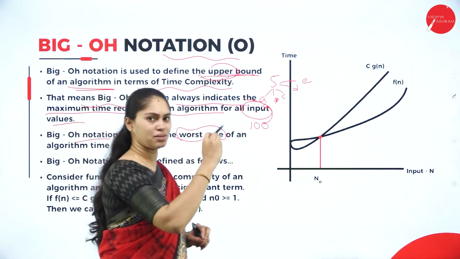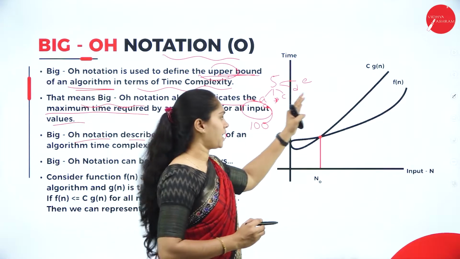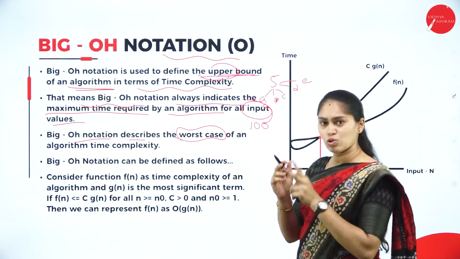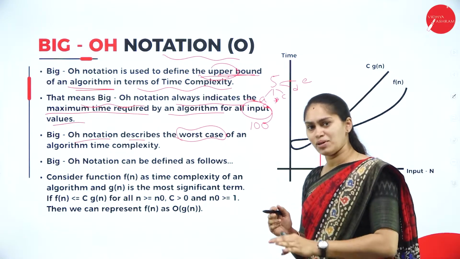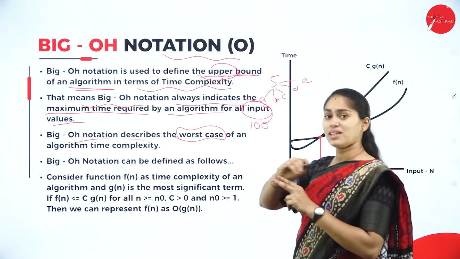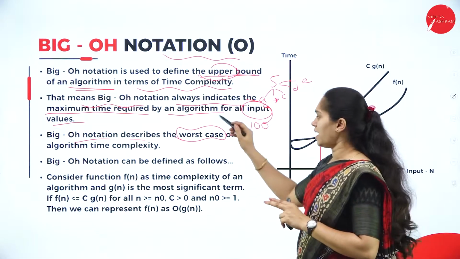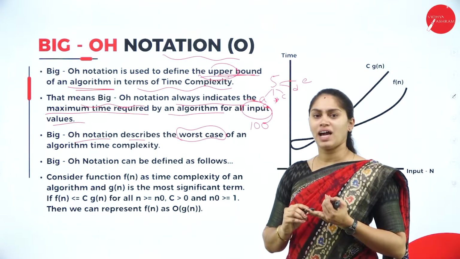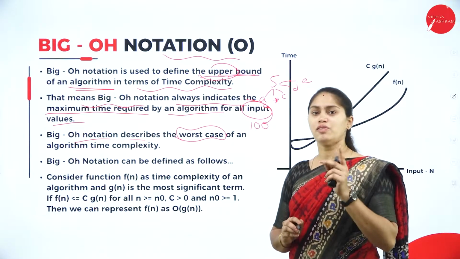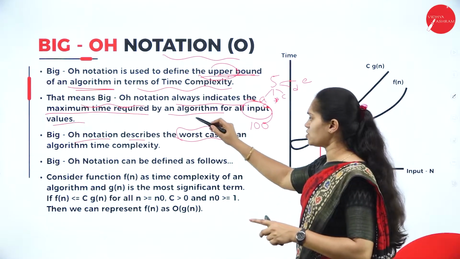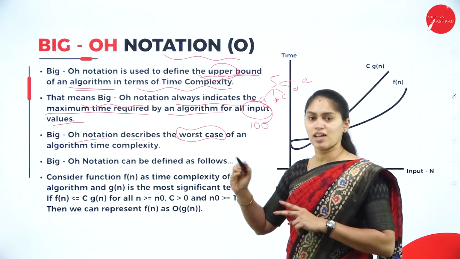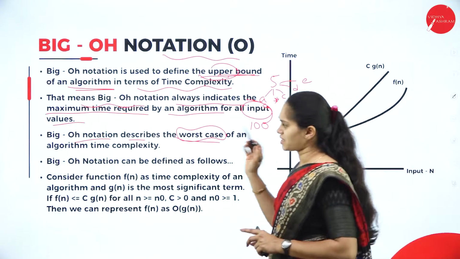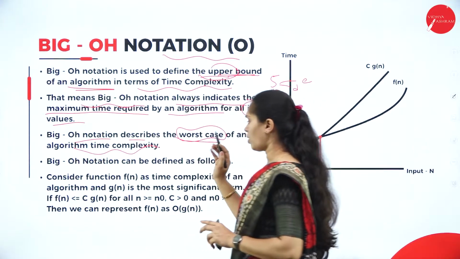If we have a maximum time, say it takes 10 seconds, and another algorithm takes only 2 seconds to solve the same problem, then 10 seconds will be the worst case. So here you have to remember, we have a best case, a worst case, and also an average case. To find the worst case means the maximum time it is taking to solve the same problem. So it represents the worst case of an algorithm's time complexity.